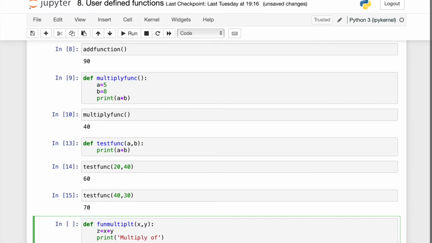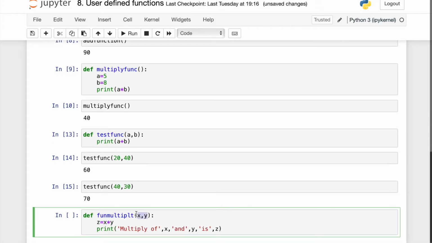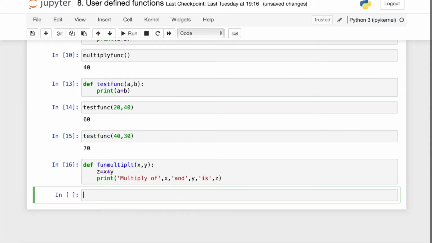multiply of the argument name I'm giving here, x, and this is a print statement, and then again I'm giving the y argument, and z. Z is also a variable, not an argument that we passed here. It's inside the function.